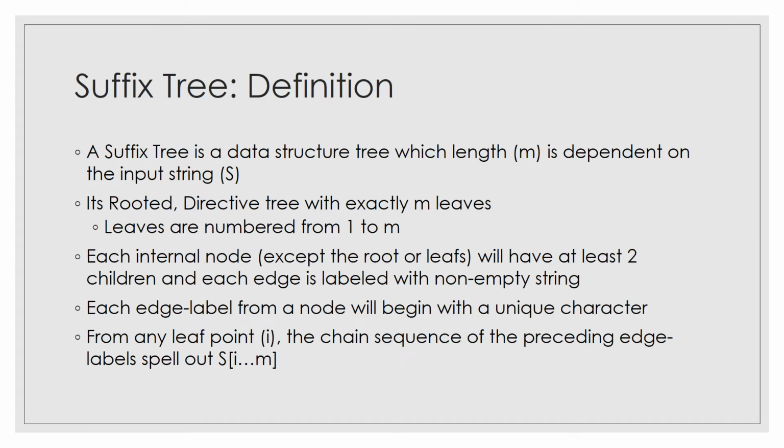So let's go over some definition of a suffix tree. A suffix tree is a data structure tree whose length m is dependent on the input string S. It is a rooted directed tree with exactly m leaves. These are usually numbered from 1 to m. Each internal node, except the root or leaves, will have at least 2 children, and each edge is labeled with a non-empty string. Each edge label from the node will begin with a unique character. For any leaf i, the sequence of the preceding edge labels spells out S[i] all the way to m.